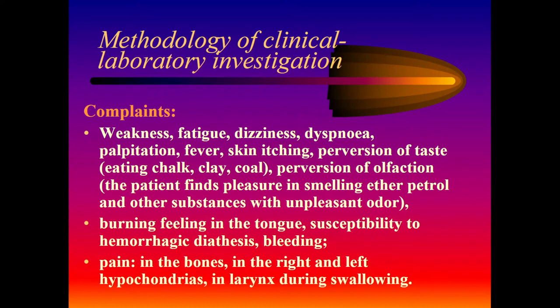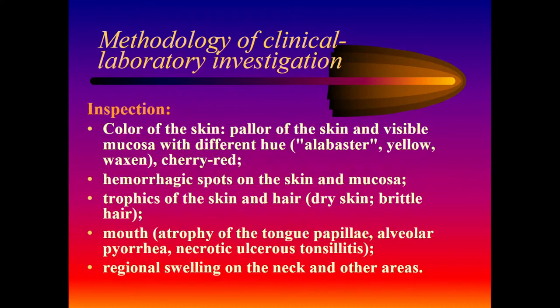It may be a symptom of blood disorder. During inspection, we can check the color of skin, pale skin and visible mucosa with different hue: alabaster, yellow, waxen, cherry red. It's a symptom of problems with the blood.